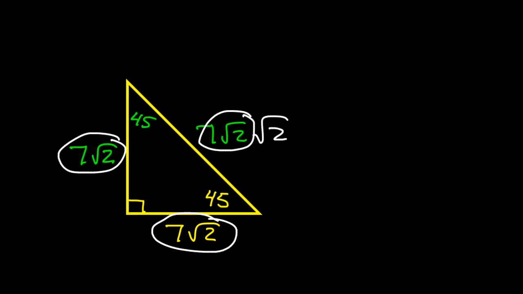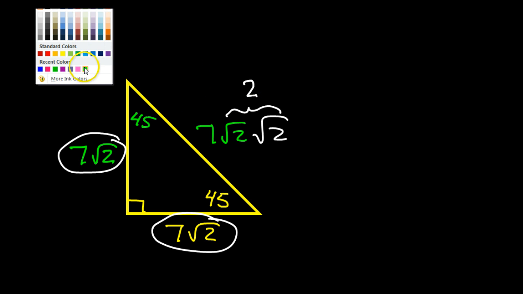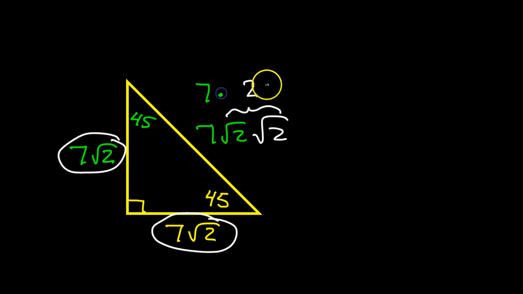And then you have to understand that radical 2 times radical 2 is just 2. So that leaves you with 7 times 2, which is 14. So the hypotenuse in this weird case would be 14, and the leg would be 7 radical 2, which seems backwards, but that's the way it is. So watch out for that to happen sometimes.